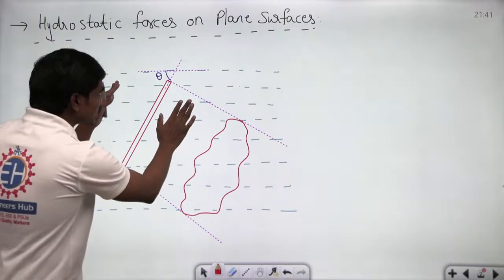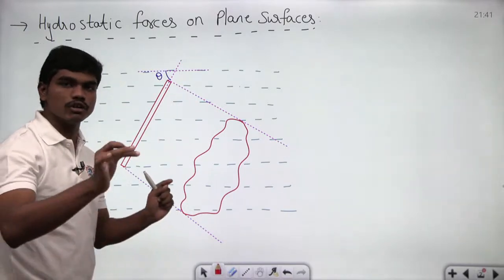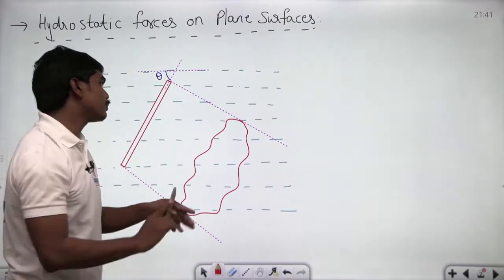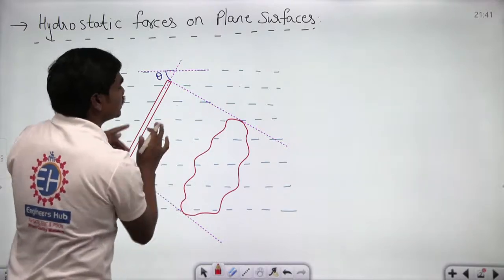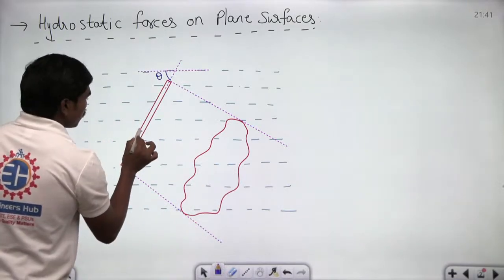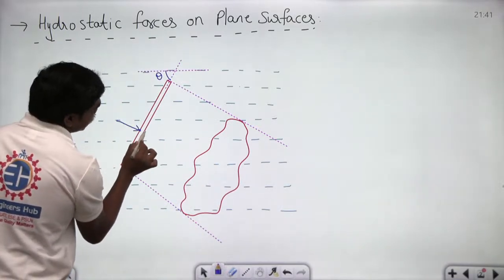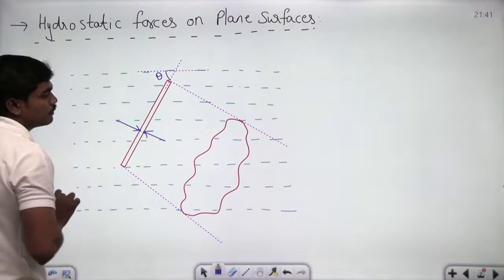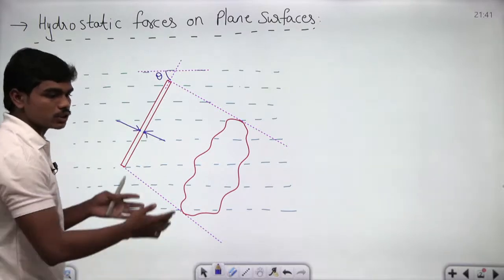Normally, if both sides are fluid, then the net force on this plate is 0. Correct. If there is fluid on both sides of this plate, then if you take one point, the pressure at this point will be almost the same as the pressure at the opposite point, and these two will be opposite and collinear in action, so they cancel out.